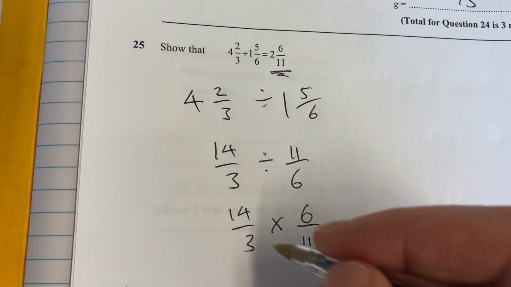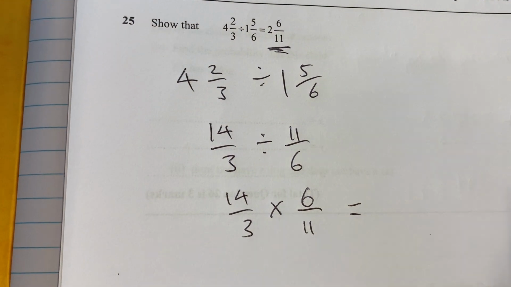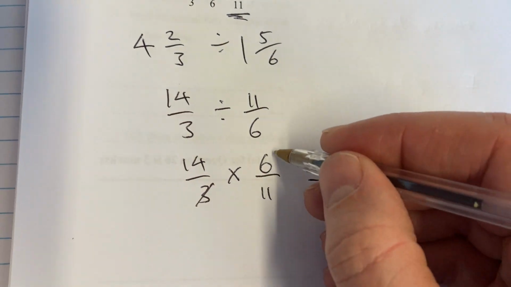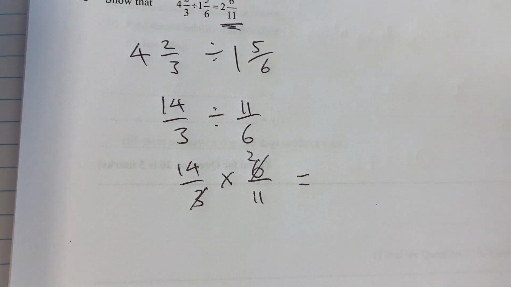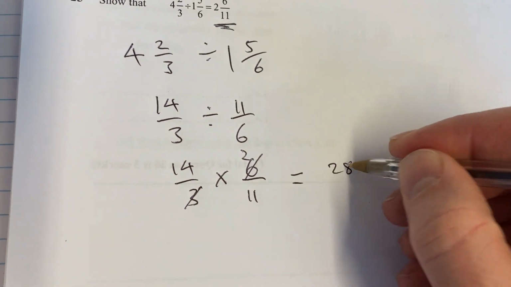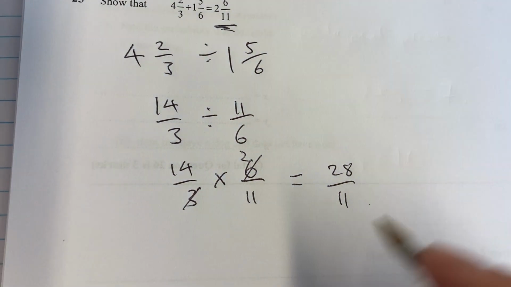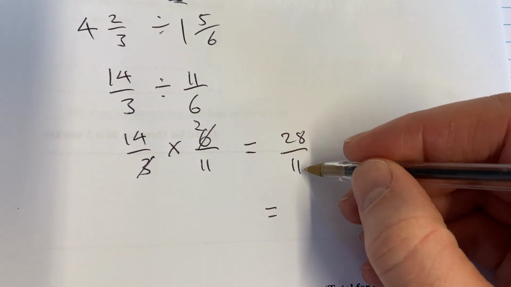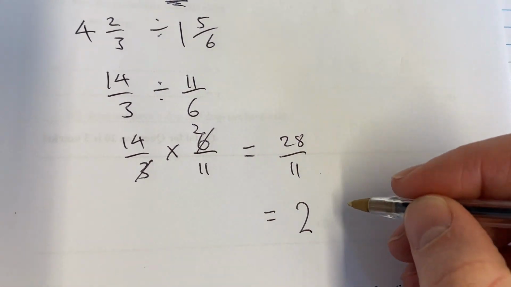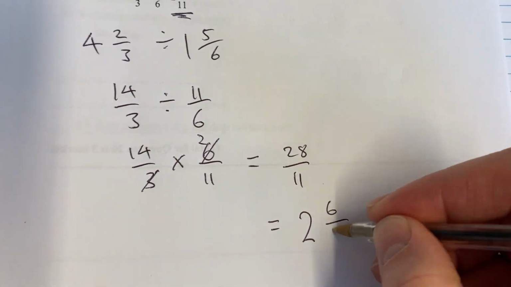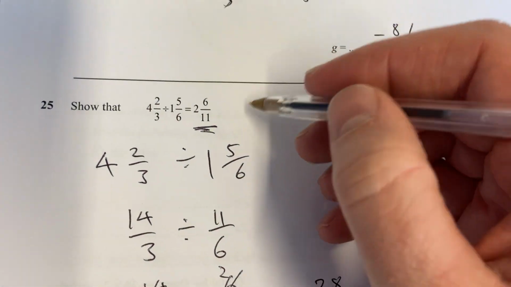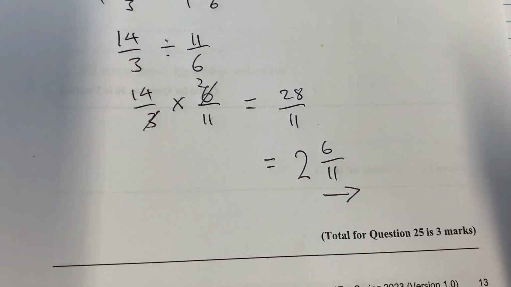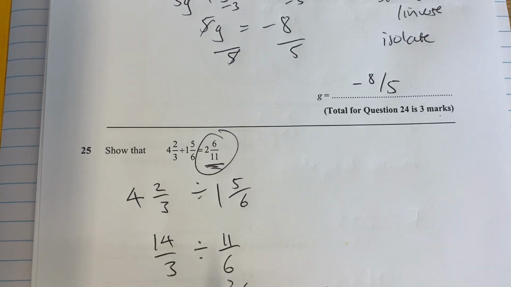Now, I like to cancel. Some people multiply across, but if you have a look at my multiplying fractions short, you'll see that it's much easier if you keep the numbers smaller. So we have 28 over 11, rather than 14 times 6, which would be much bigger. And then 11 goes into 28 twice, with 6/11 left over, and that is exactly what I needed to do. So that's as required. Okay, that's question 25.